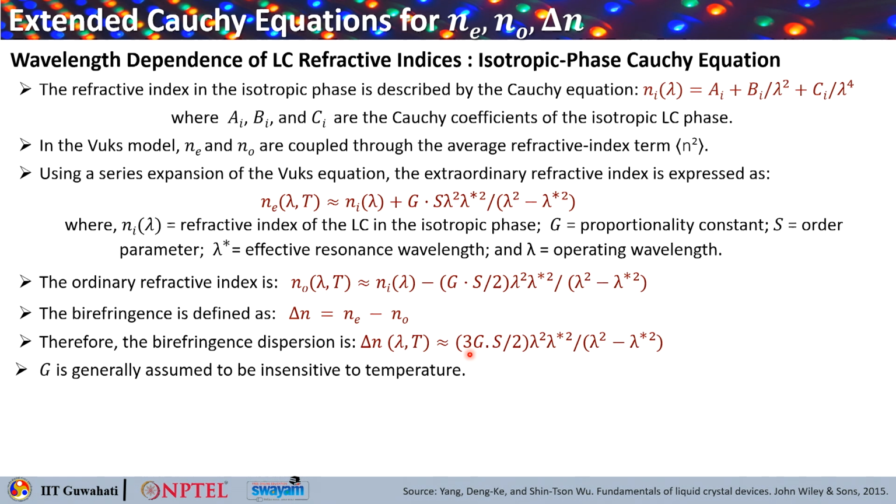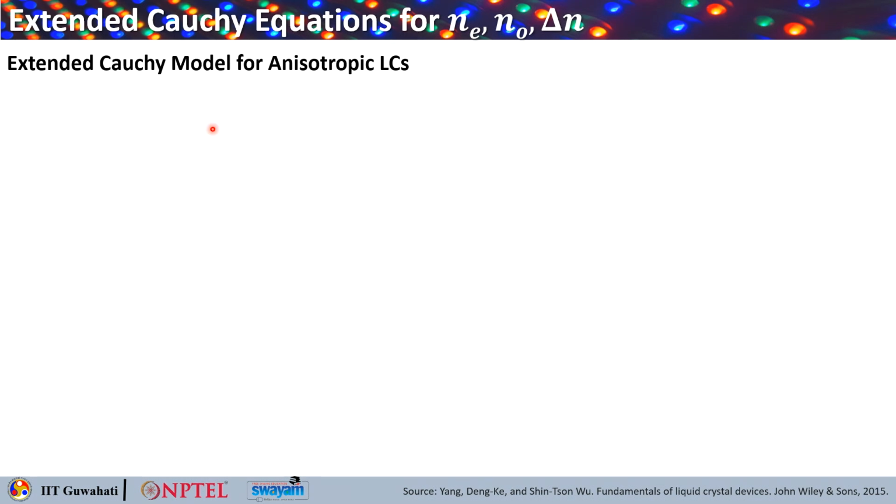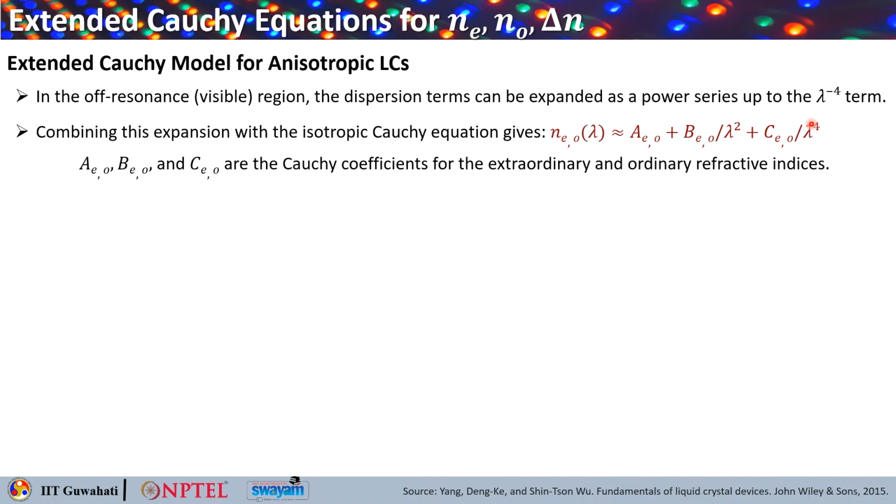Now, G is assumed generally insensitive to temperature. However, the temperature dependence is there in Ne, No, and also in delta n, and they are all coming from this order parameter S. Now, let us see the extended Cauchy model for anisotropic liquid crystals. So, in the off resonance region, that is in the visible region also, the dispersion terms can be expanded as a power series up to lambda to the power minus 4 term.